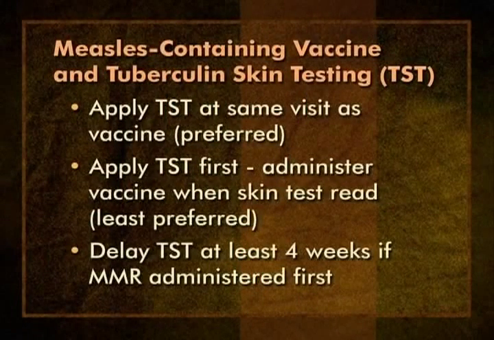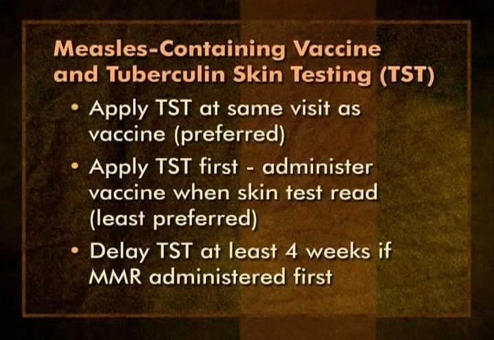To minimize the risk of interference between measles vaccine and TST, the preferred strategy is to apply the TST at the same visit during which measles-containing vaccine is administered. The mild immunosuppressive effect of the vaccine will not be a problem for a few days. This strategy is preferred because it avoids missing the opportunity for MMR vaccination. A second strategy is to apply the TST first and administer the vaccine when the person comes back to have the test read. This strategy is least preferred because if the person does not come back for the TST reading, you have missed the opportunity to give the vaccine.